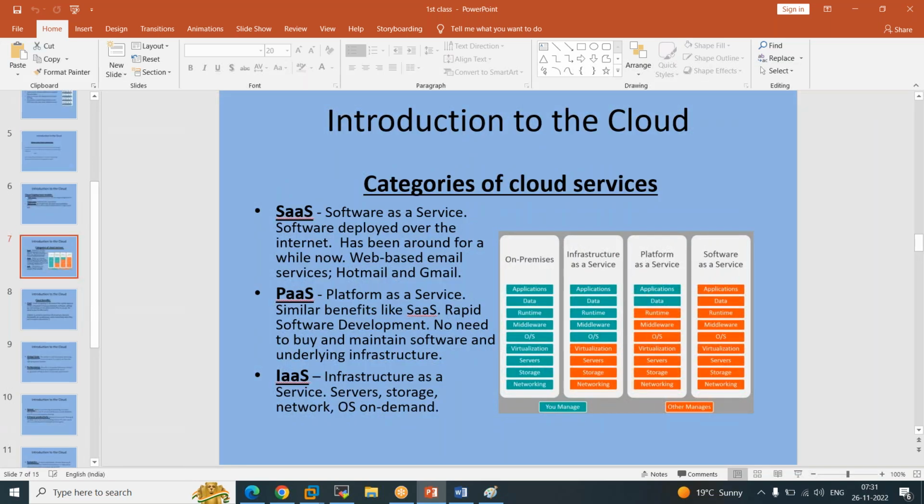If you don't have a question, I'll move to the next slide. So this is very important, guys: SaaS services, PaaS services, and IaaS services. Does someone have a question? Go ahead.